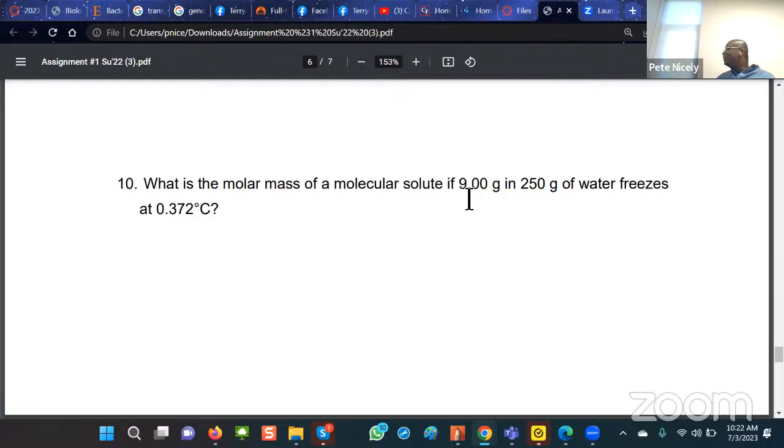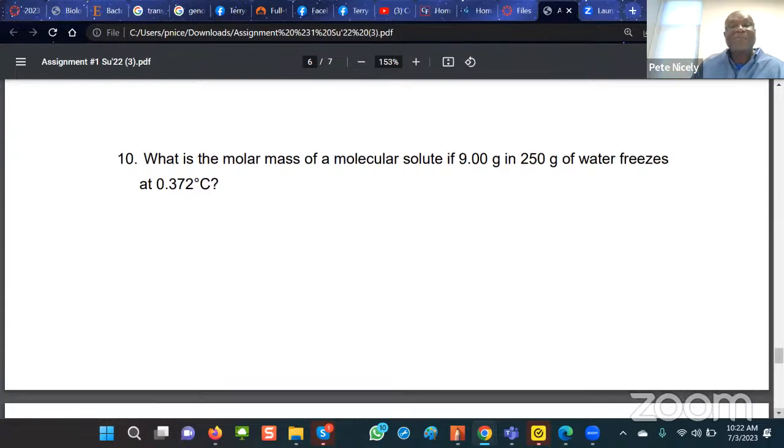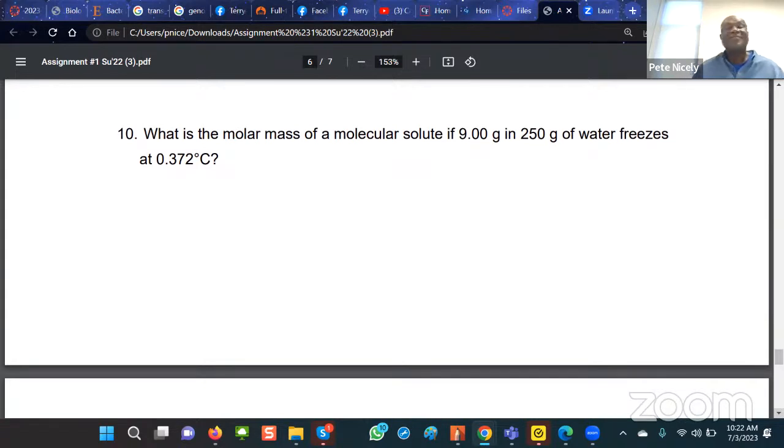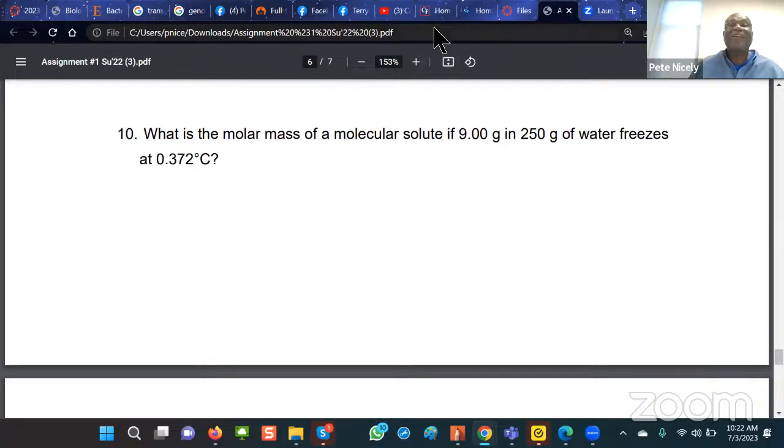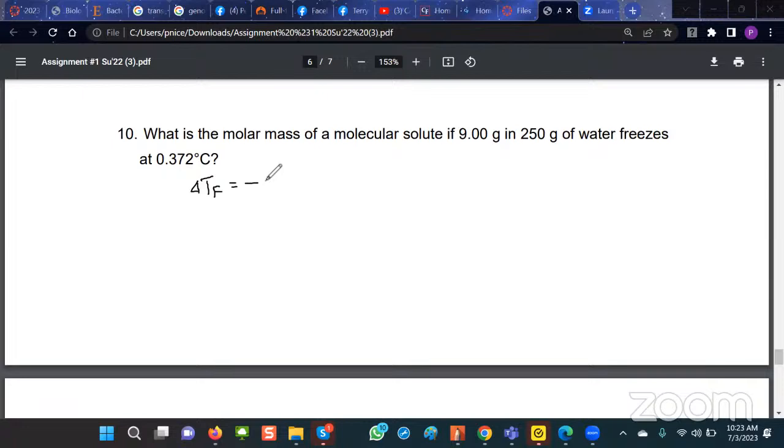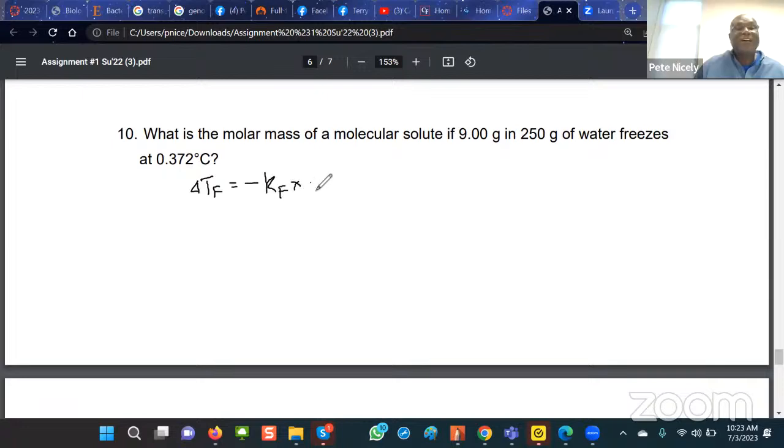Okay, let's see here. Okay, let me ask you this to help you start off with this problem. What equation comes to mind when solving this problem? Would you use the delta TF equals negative KFM? Okay, very good. So let me write that down here. Okay, so delta TF is equal to what? Negative KFM. Okay, very good.